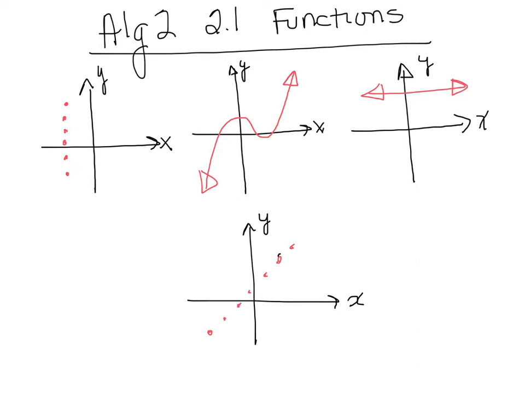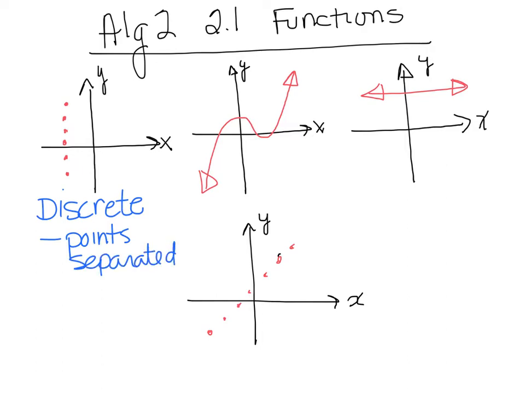But before we do that, this is a great time to bring up the difference between these two very different types of graph. We have this one here, which is an example of a discrete graph, and it is discrete because there are points that are separated, with spaces between them.